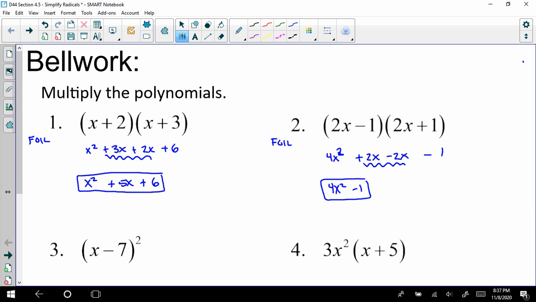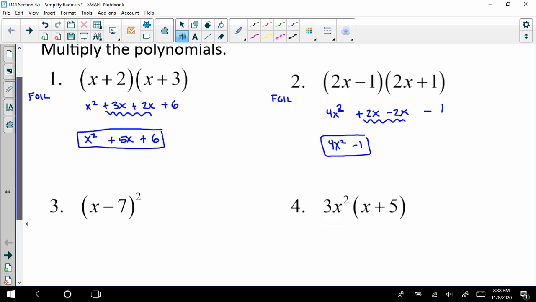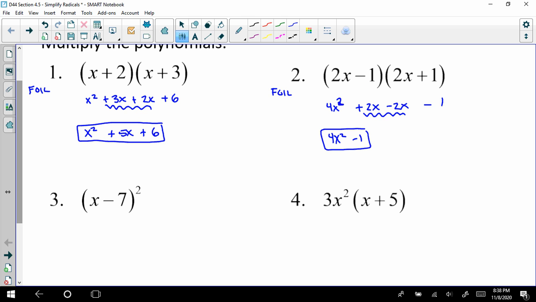Okay, so for 1 and 2, I directly applied foiling. Number 3, you need to be super careful with. You have a quantity squared, which means you're supposed to take x minus 7 times itself in parentheses, and then FOIL. So rewrite first, then FOIL.